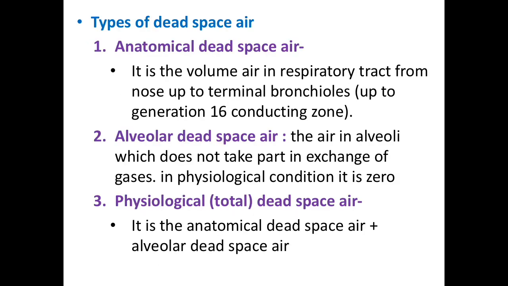Now coming to the types of dead space air. First one, anatomical dead space air. It is the volume of air present inside the conducting zone of the respiratory tract and it does not participate in exchange. Next one is alveolar dead space air. It is the amount of air present inside alveoli that does not take part in exchange. Under physiological conditions, all the air inside the alveoli is available for gaseous exchange, so we can simply say that alveolar dead space air in a normal person is 0.